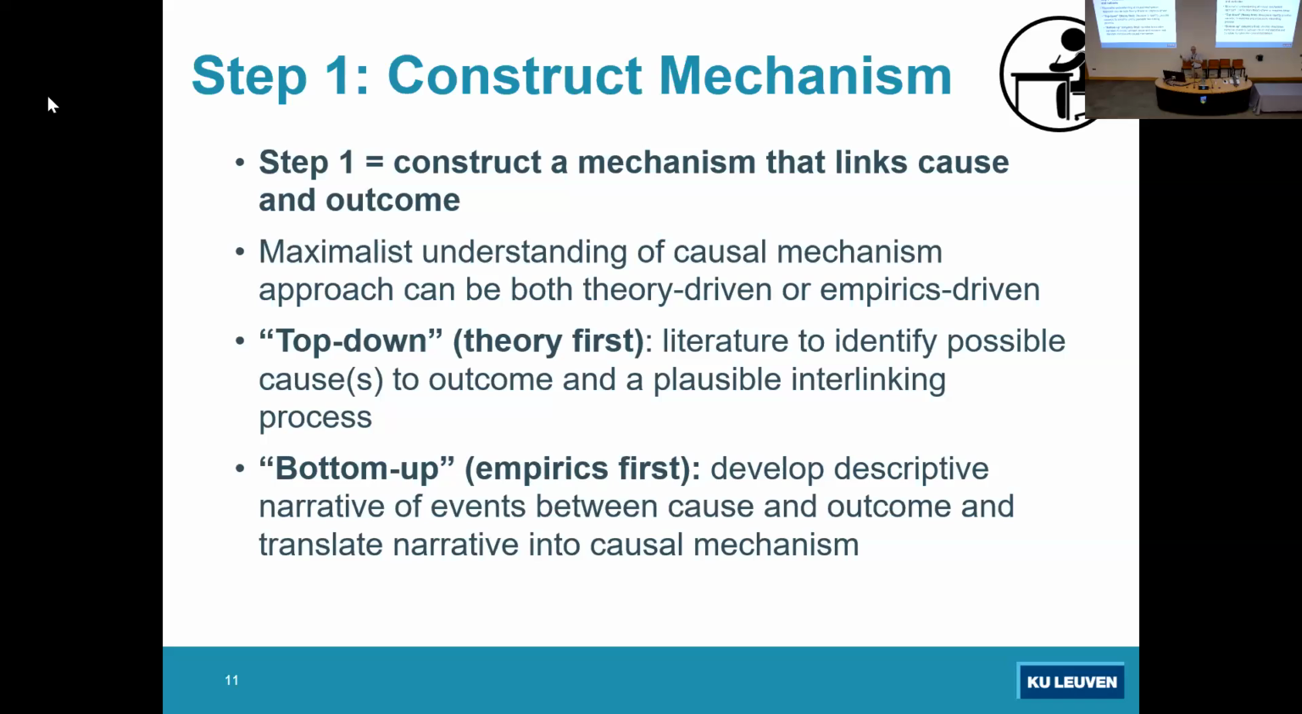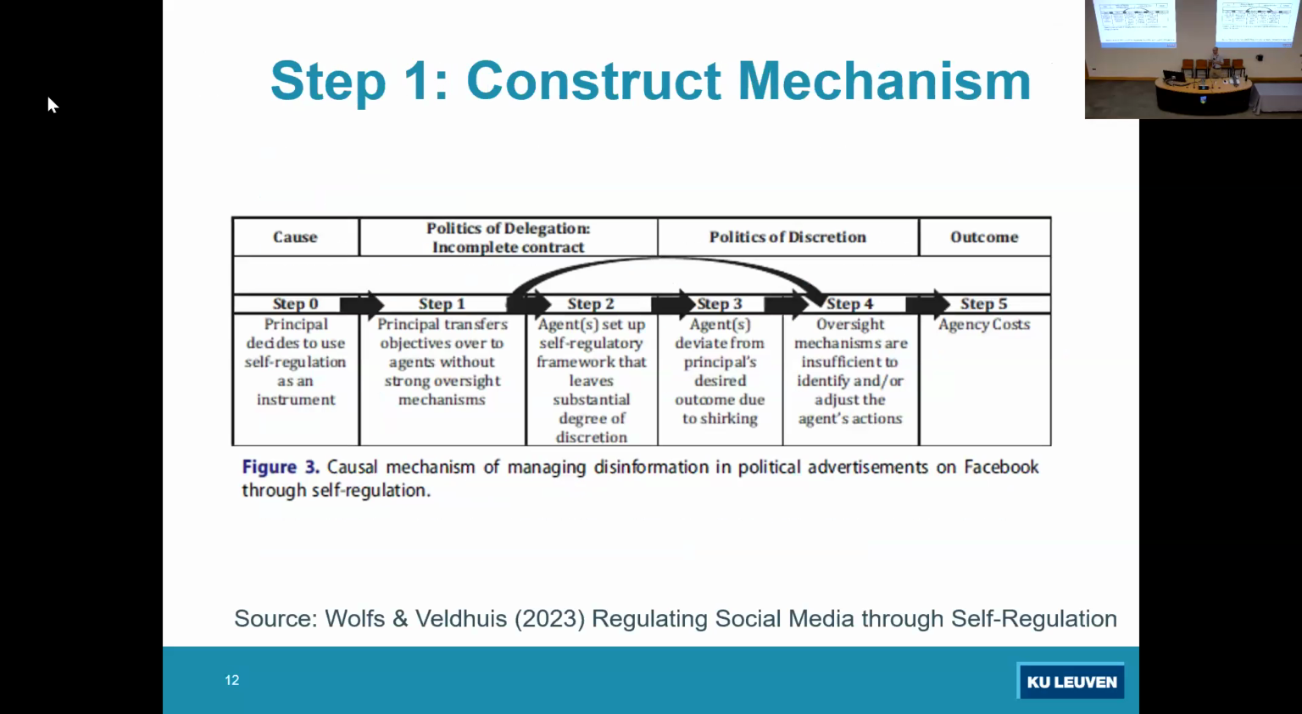It can be top-down or bottom-up. Top-down is the theory-first approach, where you look in the literature for possible links between a cause and an outcome and a plausible interlinking process. And that is something that you want to translate into a specific mechanism. I'll give an example. Maybe I'll give an example now. This is something that I did myself. This is a causal mechanism of self-regulation, basically.